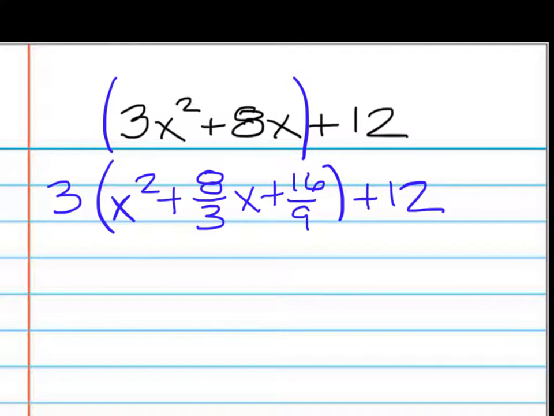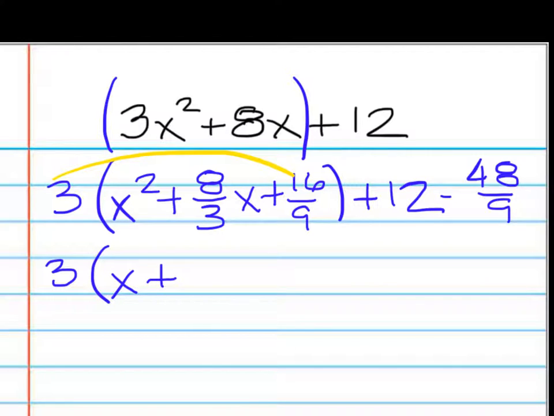But I did not add 16 over 9. I've added 3 times 16 over 9. That's 48 over 9. If I added 48 over 9, I have to take away 48 over 9 out here. So put it in the completed square form. You need the x, the sign from the middle, half of the 8 over 3, which is 4 over 3. Close the quantity and square it. And then you have to simplify your fractions.